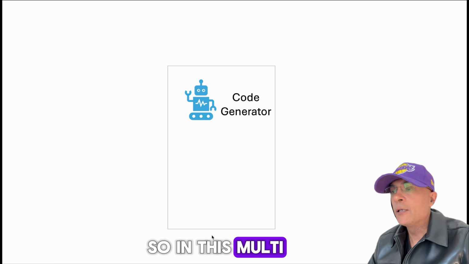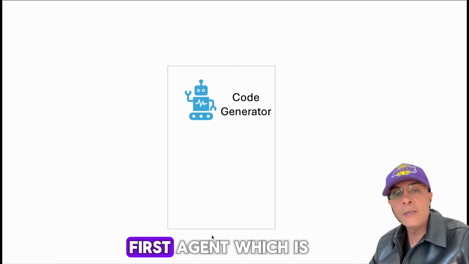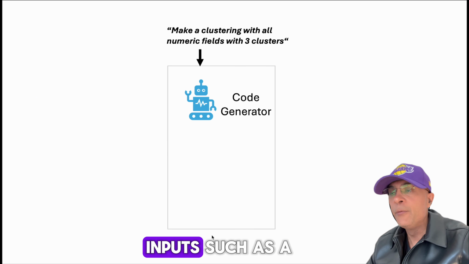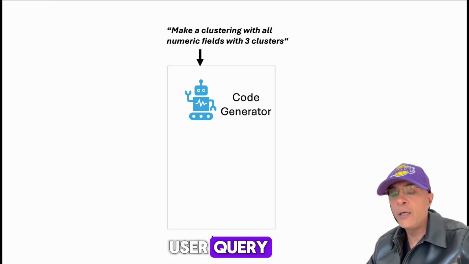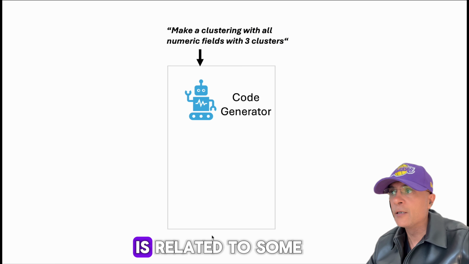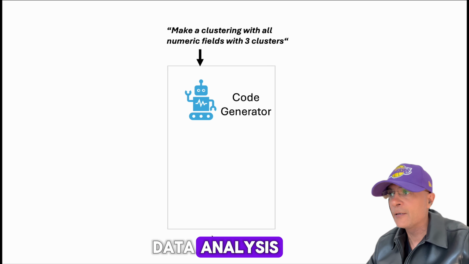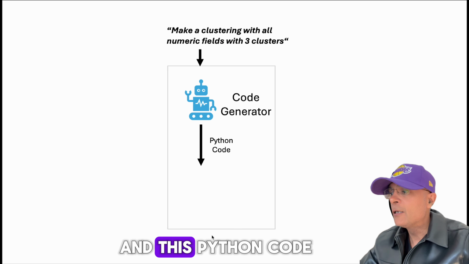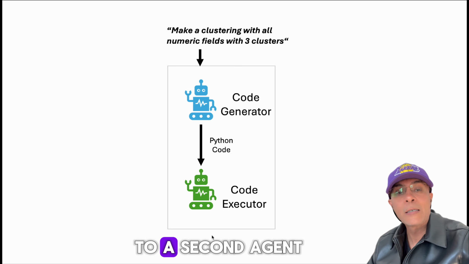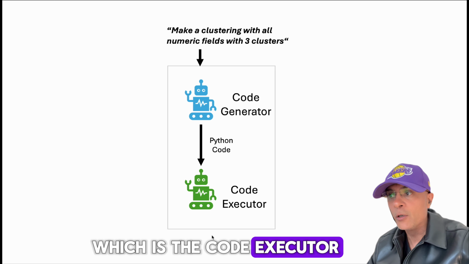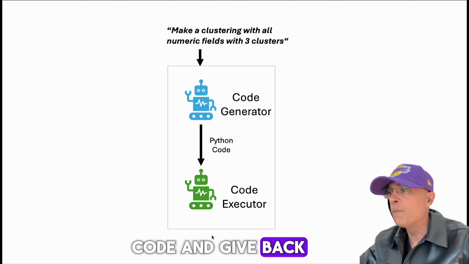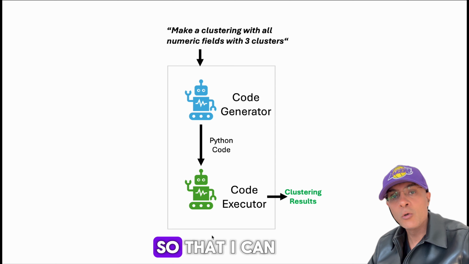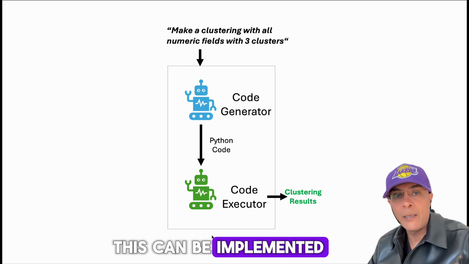So in this multi-agent architecture, I'll be having a first agent, which is the code generator. This code generator is going to take inputs such as a user query. In this case, I'm giving a query which is related to some data science, data analysis. This code generator is going to generate a Python code, and this Python code will then be passed to a second agent, which is the code executor, which will execute the code and give back the data science results. Now let us jump into the Python notebook so that I can show you how this can be implemented.